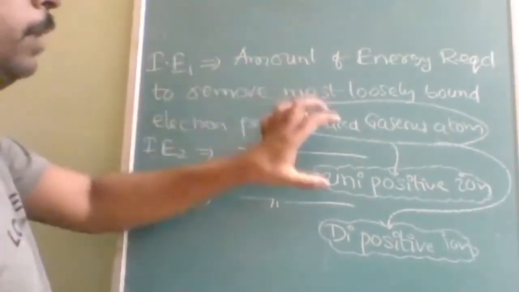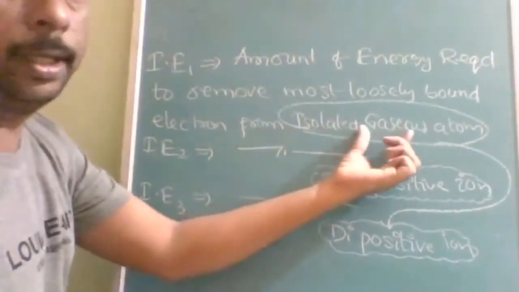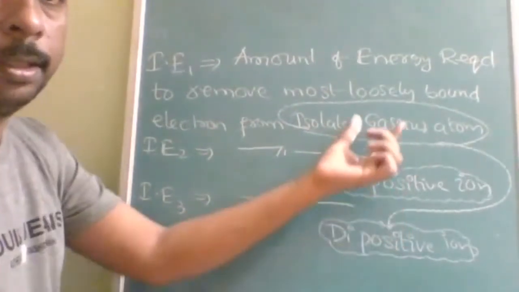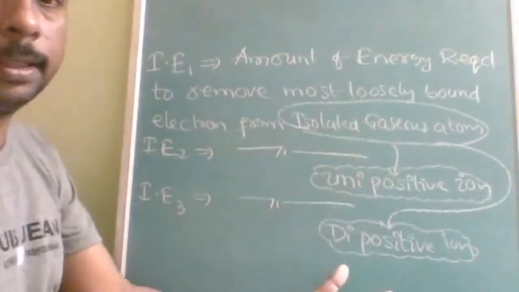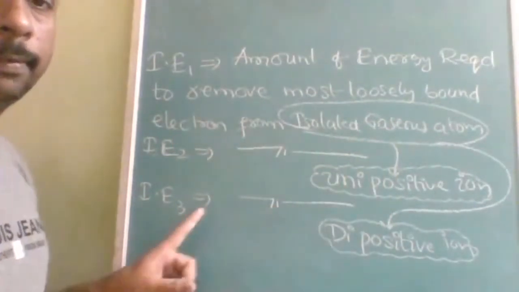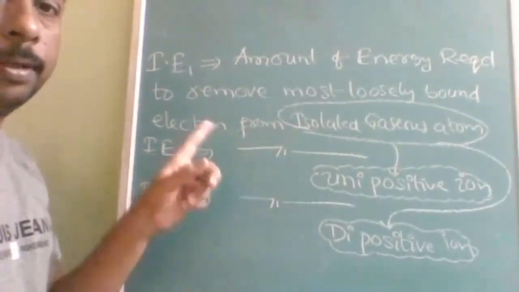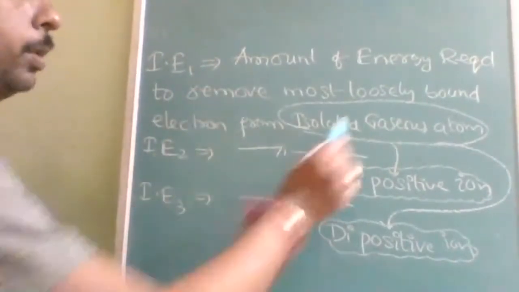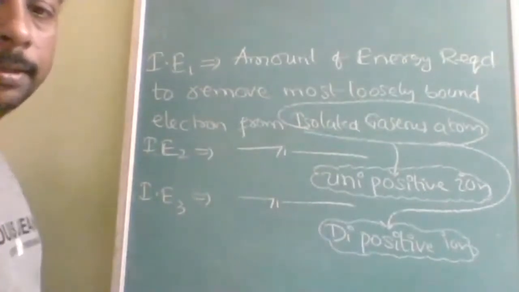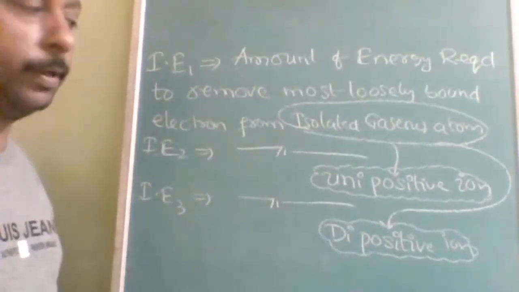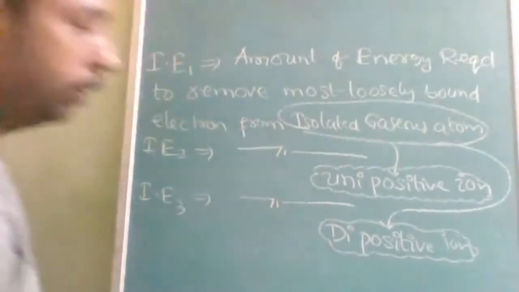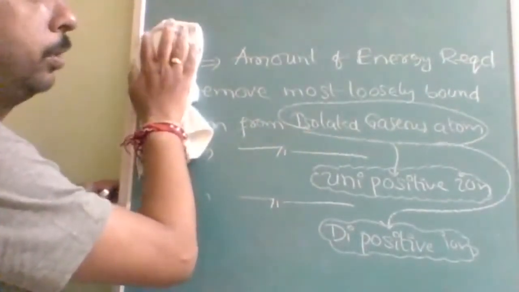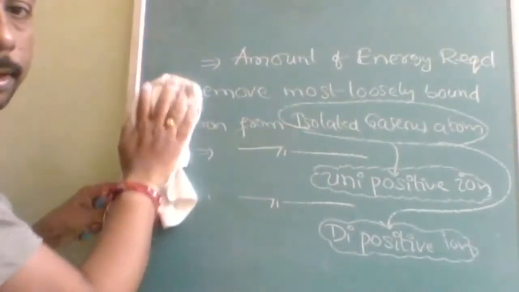Okay, same everywhere, but in place of the isolated gaseous atom, you will write uni-positive ion. Okay, for IE3, you will write di-positive. If it is 3, di. If it is 2, uni. If it is 1, neutral. Okay, neutral, uni-positive and di-positive. That is the definition. Okay. Now I will explain how IE1 is less than IE2 less than IE3. Okay, note down this.